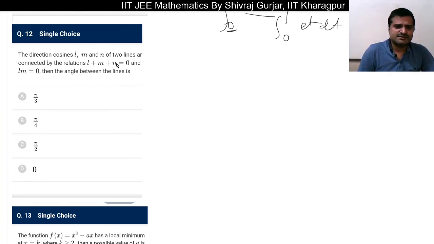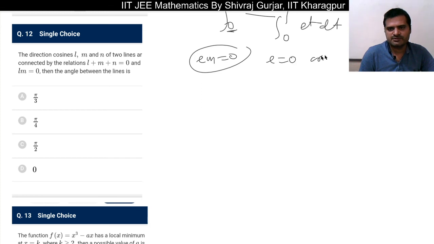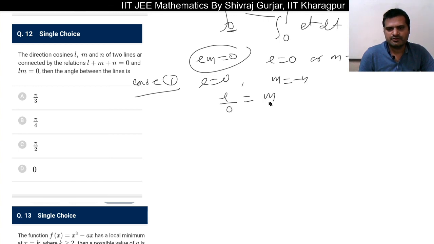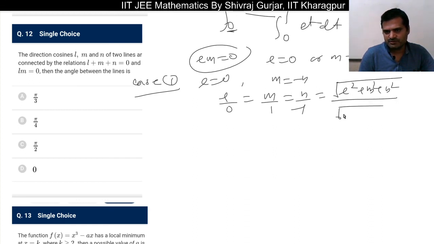The direction cosines of two lines are connected by the given relations, then find the angle between them. Okay, L m equals to 0. This means L is 0 or m is 0. Let us take case 1. When L is 0, then m plus n is equal to 0, means n is minus m. This can be written as L by 0 equals to m by 1 equals to n by minus 1. We can use the ratio property, 0 plus 1 plus 1 square, so this is plus minus 1 by root 2. This is case 1.